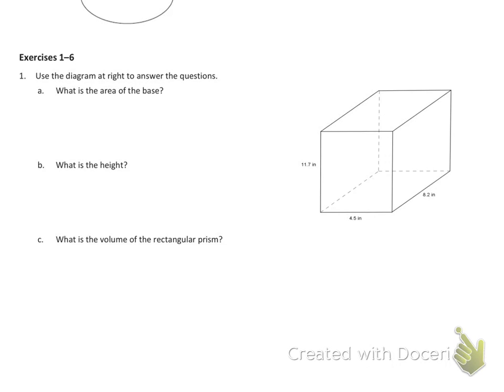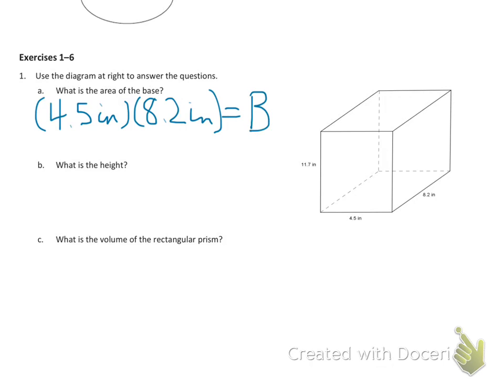Okay, so for this first one, we're going to go step by step through it. So the area of the base is equal to 4.5 inches times 8.2 inches, 8 2/10 inches, I should say, is equal to the area of the base, which we're going to call big B, right? So that is 36.9 inches squared.